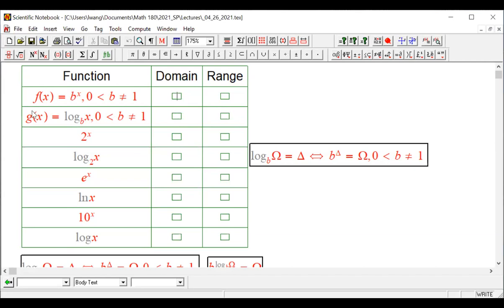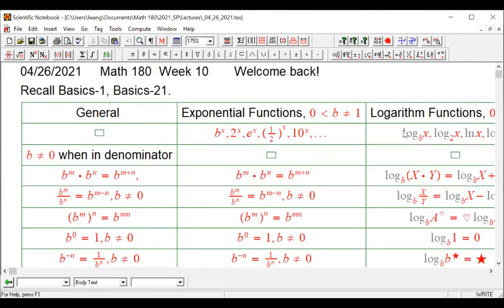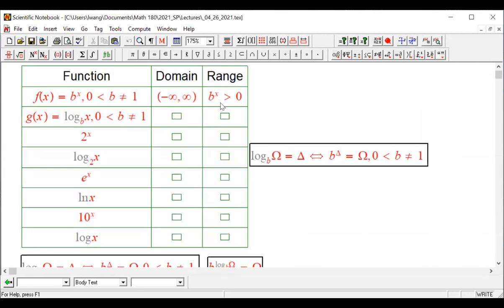So what is the domain for B to the power X? All real numbers. Excellent. And what is the range? Greater than zero. B to the power of X is greater than zero for all real numbers. Perfect. It's natural because B is larger than zero, therefore B raised to any power is going to be greater than zero. You should at this point reflect on the pictures we did, the graph we did in basic one. These are the connections you make.